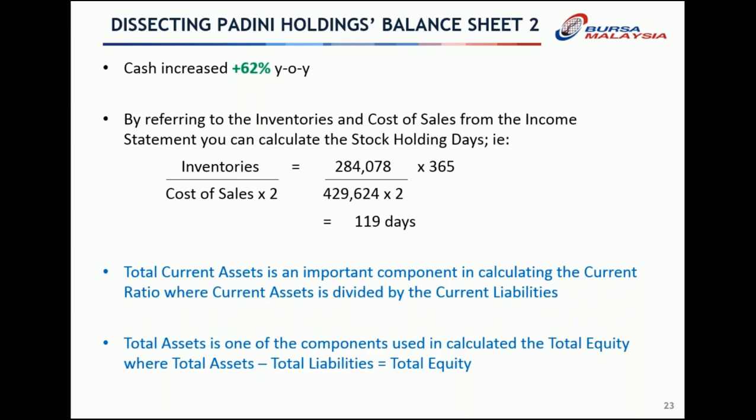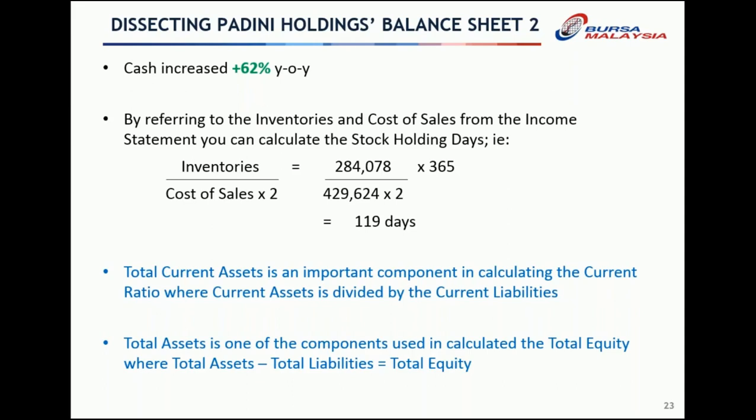Total current assets is an important component in calculating the current ratio, where current assets are divided by current liabilities. The current ratio shows whether the company has the financial means to meet its short-term liabilities. If it's 1 to 1, the current ratio is 1, which means yes, they have enough to meet them. But if they have less than that, the company's current assets may not be able to meet their current commitments within the 1 year period.